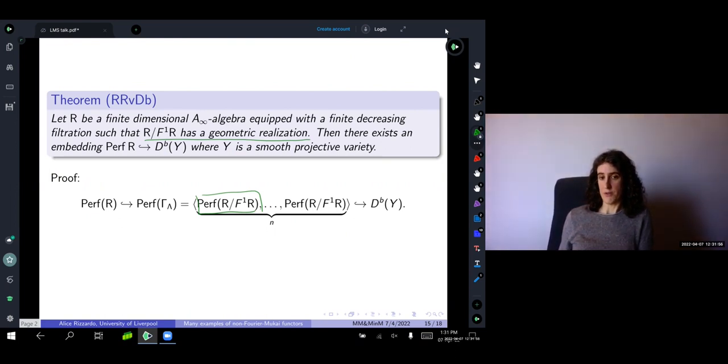So this is a result that if you have something with a semi-orthogonal decomposition and each piece has a geometric realization, you can put them all into a geometric realization all together. And this is our scheme Y. And you can see how it's going to be a big scheme of much higher dimension, but we can construct this in general.